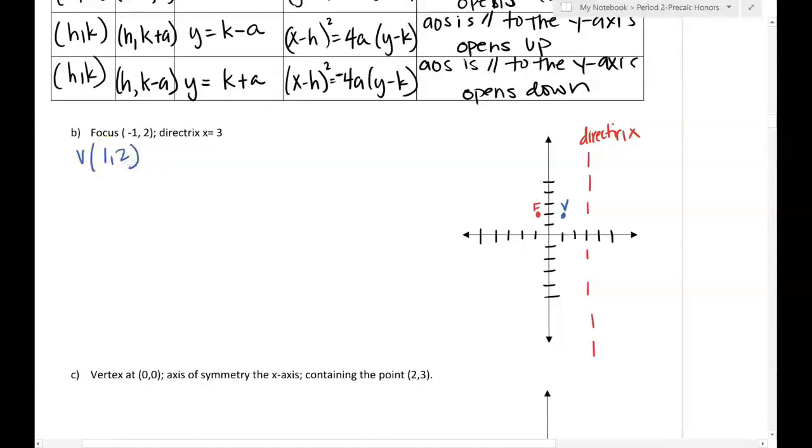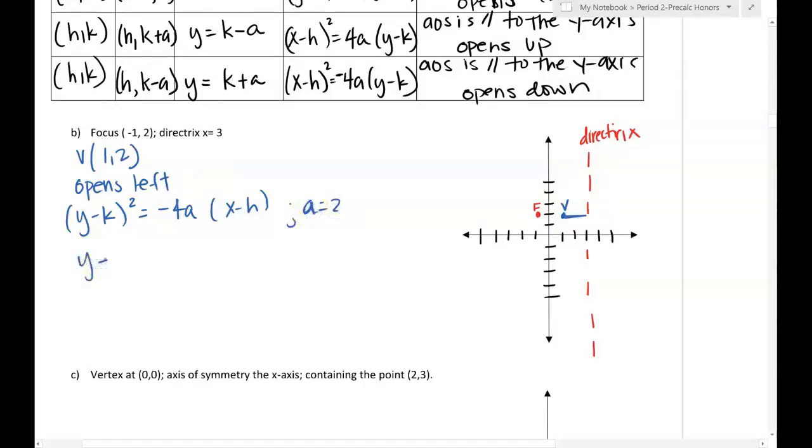Now since the focus is on the left-hand side of the vertex, we know it opens to the left. Okay, then if it opens to the left, let's see if we can write down the formula. The formula is going to be y minus k squared equals -4 times a times x minus h. Now let's find what a is. Remember, a is the distance between the focus and the vertex, or the vertex and the directrix, okay? And it looks like it's 2 units. So this here is 2 units. So a equals 2. So with that, we can quickly write an equation.